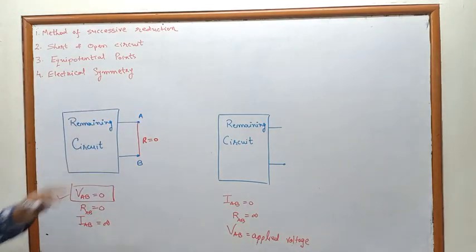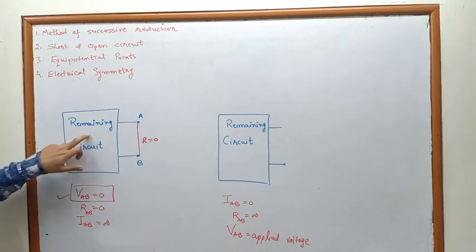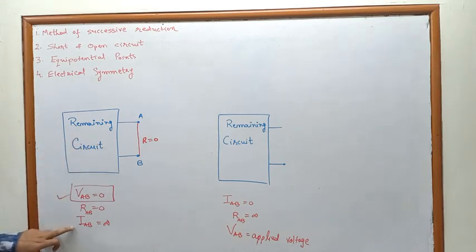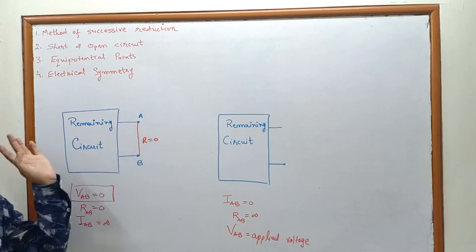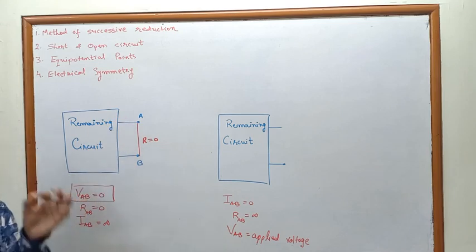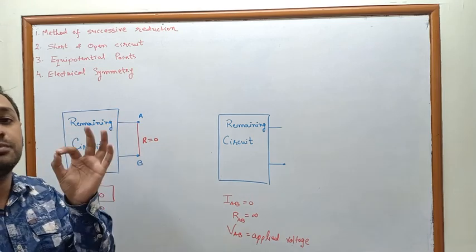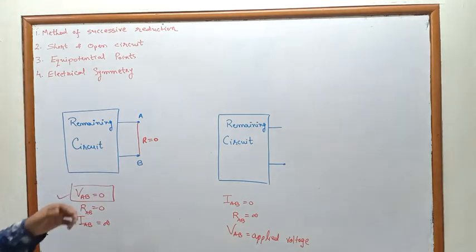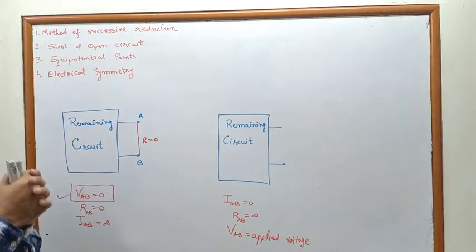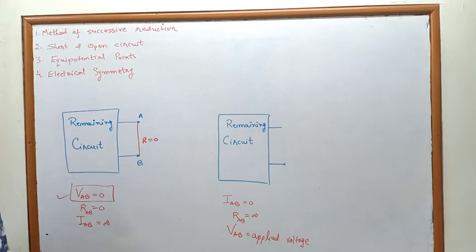Okay, I hope it is clear to you. In short circuit, current is maximum, or you can say it is infinite, resistance is zero, and potential difference between these two points is zero. And if potential difference between any two points is zero, then you can join these two points up. Okay, fine. Now let us discuss equipotential points.